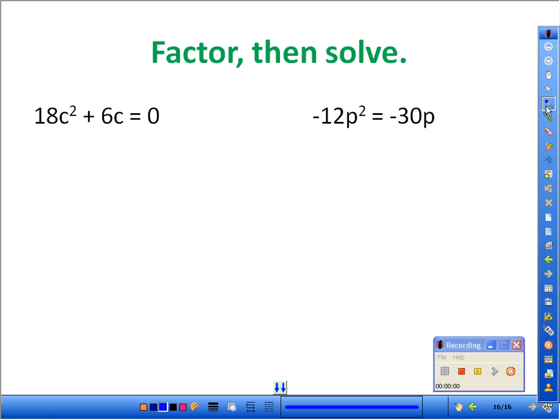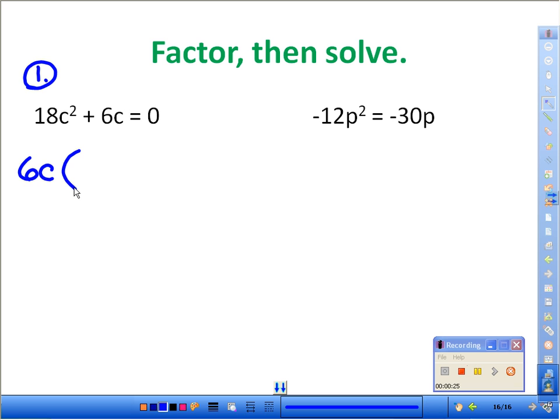The directions say to factor and then solve. If we take a look at this first problem here, we first need to factor out the greatest common monomial factor, and then we need to set it equal to 0 and solve it. So in 18c squared plus 6c, the greatest common monomial factor would be 6c.